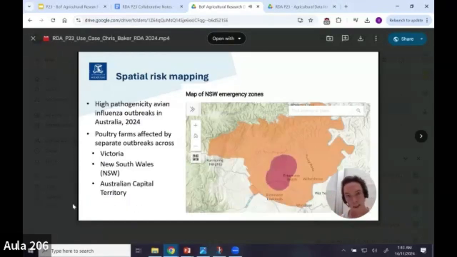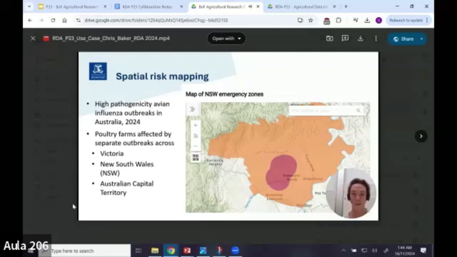One of the most recent examples of an outbreak in Australia is with high pathogenicity avian influenza. There were concurrent outbreaks across multiple states and territories: Victoria, New South Wales, and the Australian Capital Territory. Up on the screen, I've got a map that was released by New South Wales during that time, showing some of the declared areas. These are one of the main decisions that the government can make to help control spread of disease.